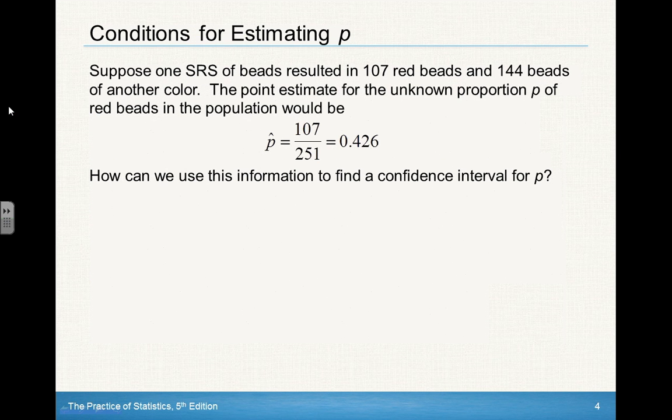Now suppose that one SRS of beads results in 107 red beads, 144 beads of some other color. Okay, so I add those together, 107 plus 144 gives me 251 beads. 107 of those are red, gives me a p-hat, an estimate for the true proportion of red beads, of 0.426.